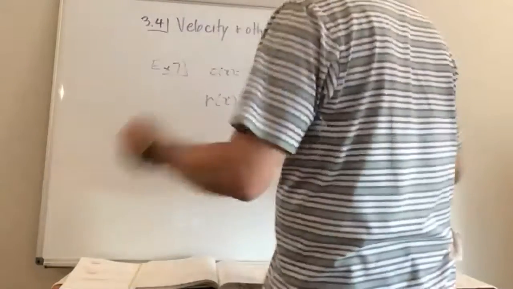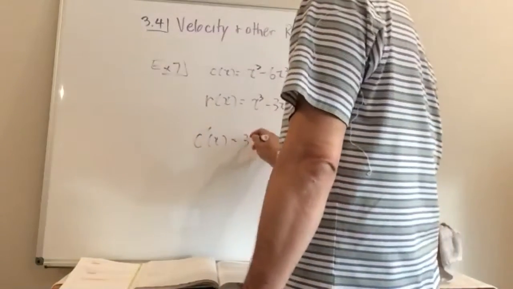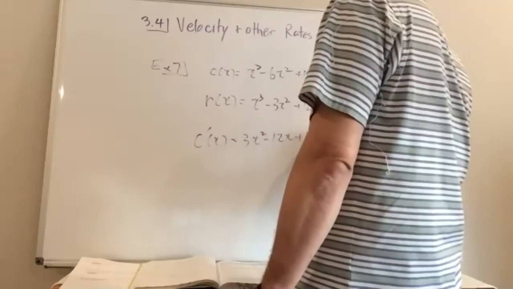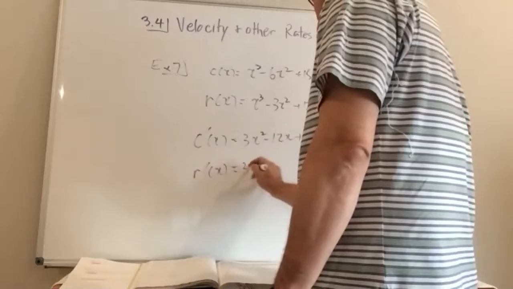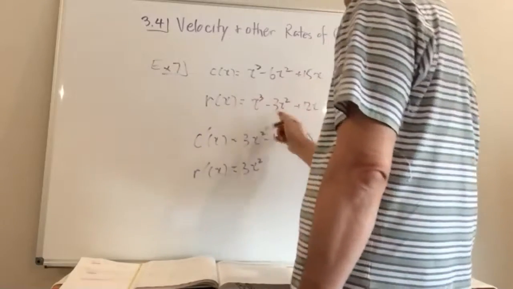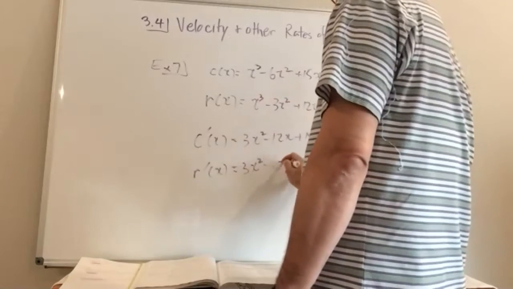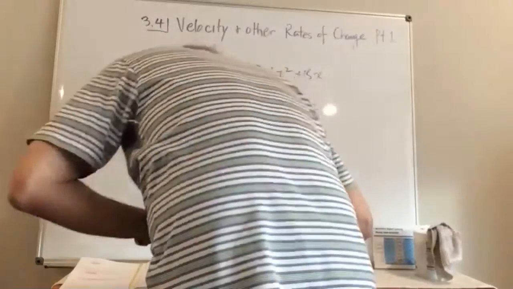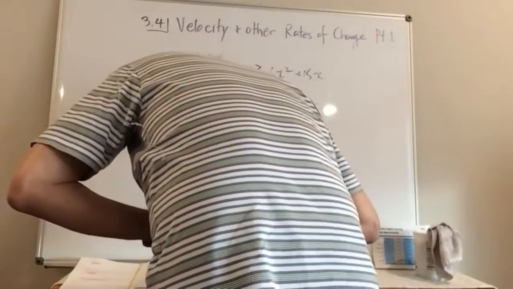So the marginal cost is going to be what? Nothing more than the derivative of C of X, so it's going to be 3X squared minus 12X plus 15. The marginal revenue is, now I'm taking the derivative of this one here, 3X squared minus 6X plus 12. Is that all we're doing? That's all we're doing?